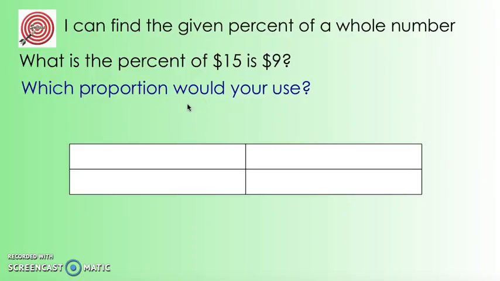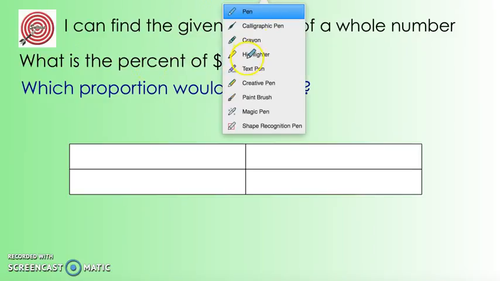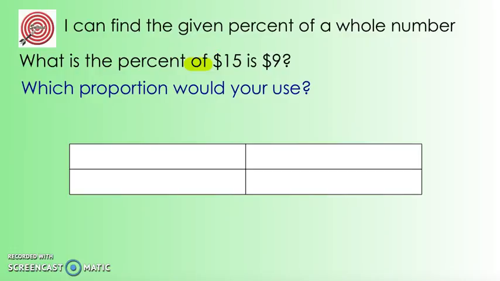So if I'm looking for missing information, I can use this box. Like in our last video, we found the missing part because we were given a percent, we were given the whole amount, and we were able to find that missing part. Well, now we're going to have other things that are missing. For instance, in this situation, we have percent that's missing. And so it says, what is the percent of, and I'm going to highlight of, and I'm going to highlight is. So of 15 is 9.